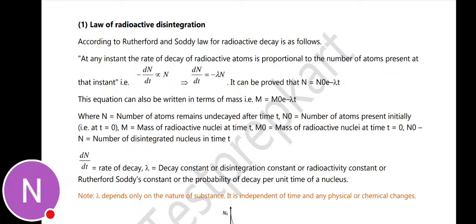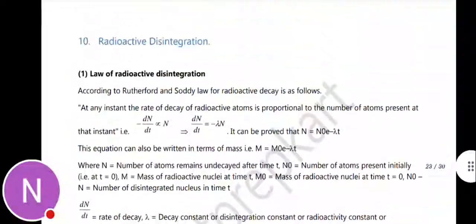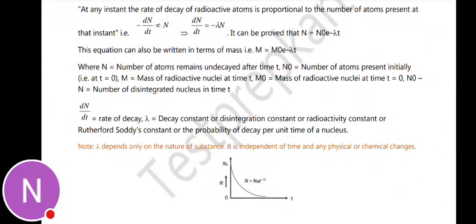N naught is the number of atoms present initially. M is the mass of radioactive nuclei at that time, and M naught is the mass of radioactive nuclei at time t is equal to 0. N naught minus N is the number of disintegrated nuclei in the time t. dN by dt is equal to the rate of decay. Lambda is the decay constant or disintegration constant or radioactivity constant. Many names are there for this.